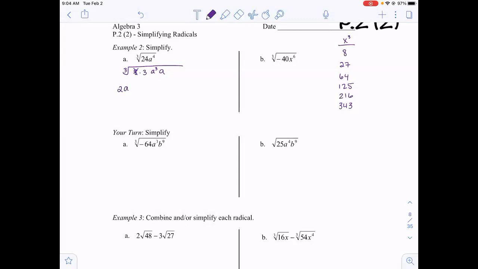Do we need the absolute value bars there? For the cubed root of a cubed? No. No, perfect, because it's odd index. Right, so that's gone. And cubed root of a, can't do that. So that's our answer.